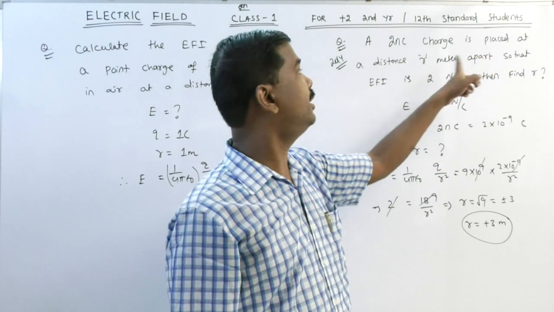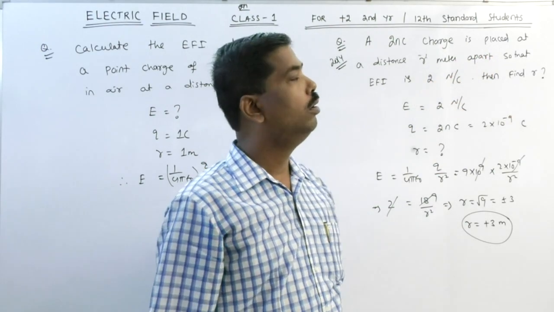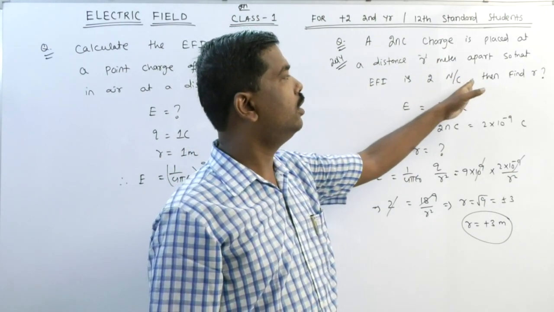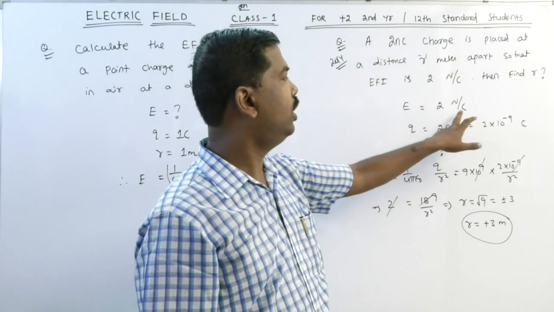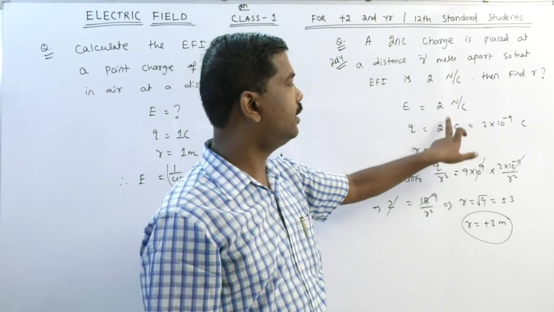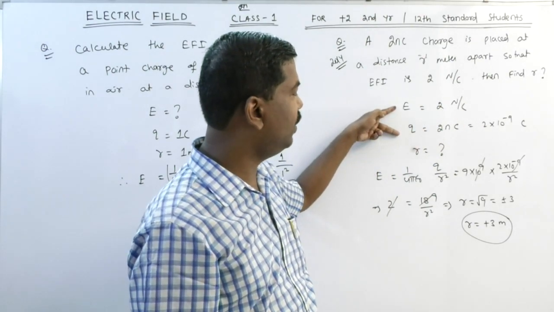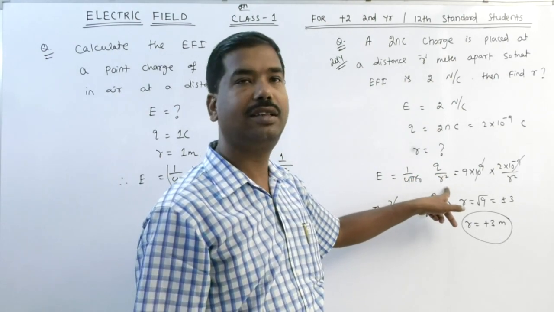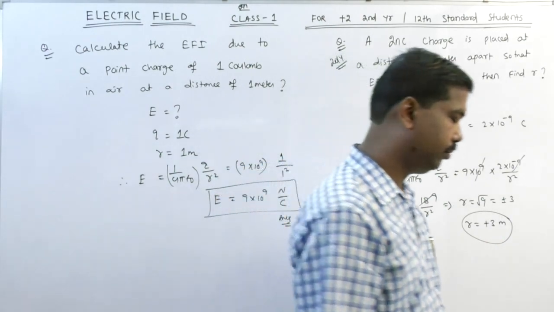Two nanocoulomb charge is placed at a distance R meter apart so that the electric field intensity is 2 Newton per coulomb. Find the R. Listen here, nothing else is mentioned, so you can take 2 nanocoulomb as the charge and 2 Newton per coulomb as the electric field. So E and Q are given. There are three variables: E is mentioned, Q is mentioned, R is asked for. So it is easily calculated as 3 meter. Clear?